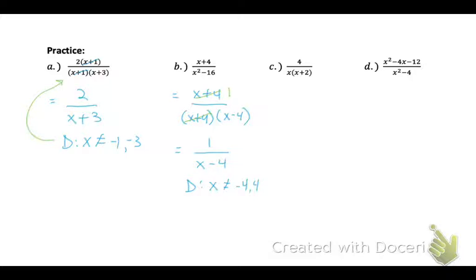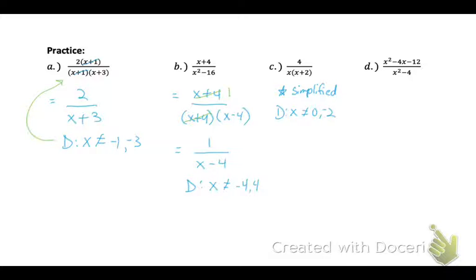Now, if you look at C, there's no factoring to do, and there's no dividing out. So sometimes you'll have a rational expression that is already in simplified form. So we'll just go ahead and move on to the domain rule. X cannot equal 0 and -2.